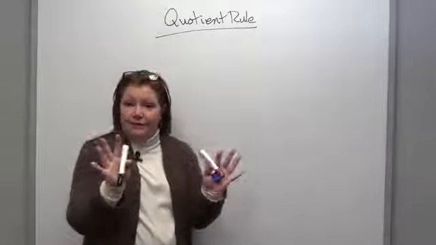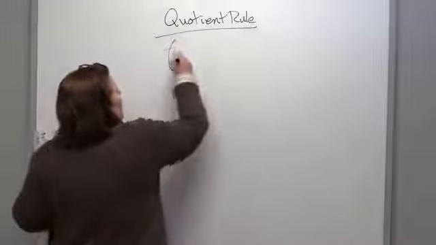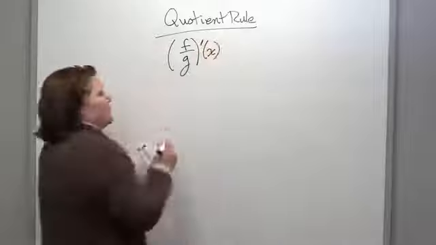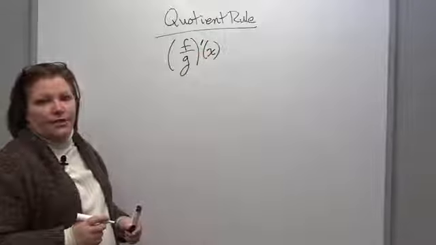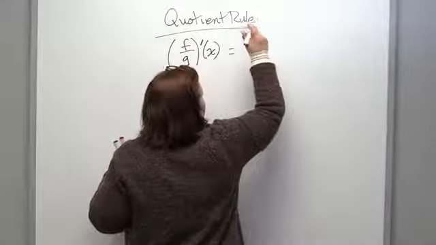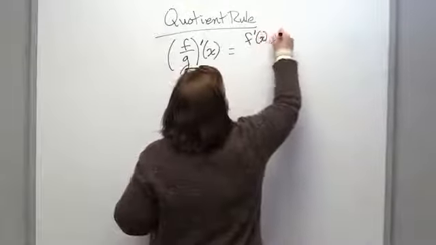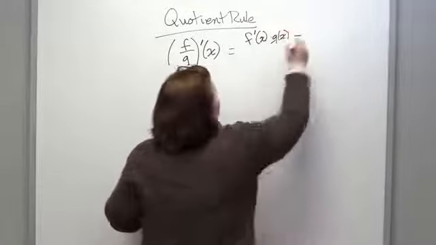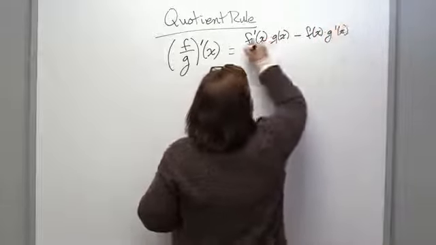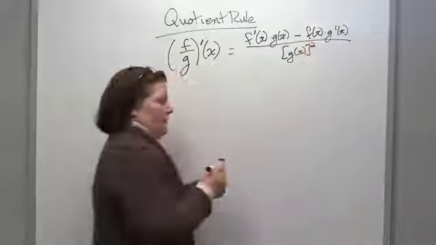So we're not dividing by 0, which the function wouldn't even make sense to begin with if that were the case. And with that, the derivative of f divided by g is derivative of the top, so derivative of the first times the second, minus the first times the derivative of the second, all over the bottom squared.